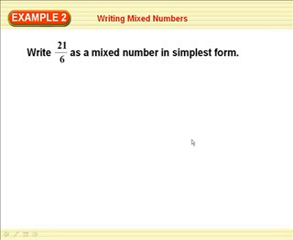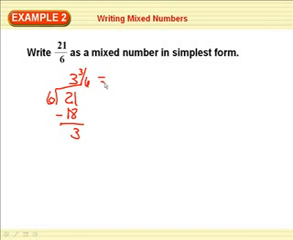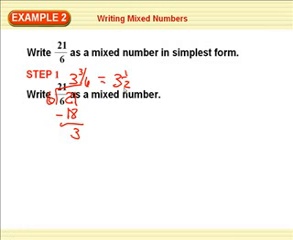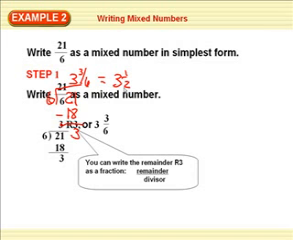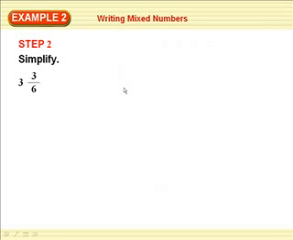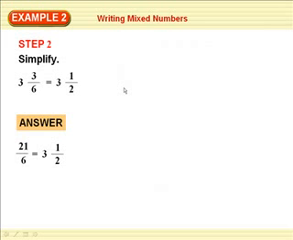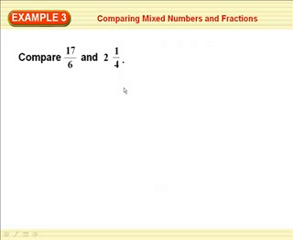Always when you have fractions, they should be in simplest form. So 6 goes into 21. You don't always have to write it. You could do it in your head. 6 goes in there 3 times, which is 18. 3 left over, so that would be 3/6. Do you see why they say simplify? Because 3/6 is 1/2. So it comes out to be 3 and 1/2.